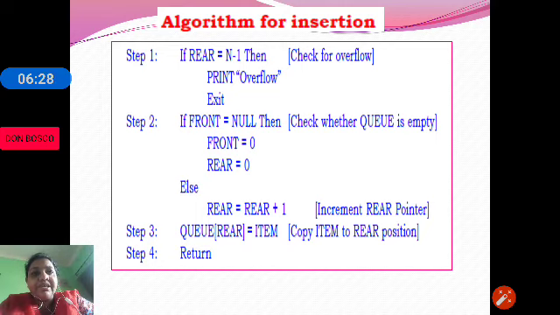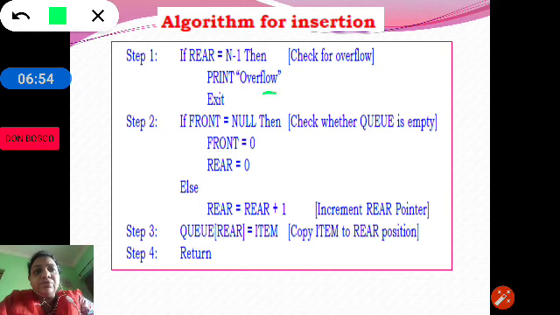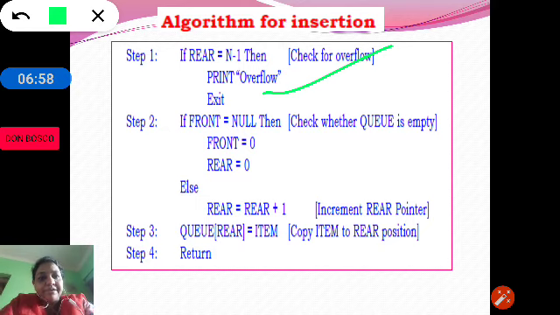So we are checking if rear is equal to n minus 1. N is the maximum size of the array. As we know, always the last element's index will be n minus 1. So if rear has reached maximum size, then the Q is full. There is no place for the new element to be added.